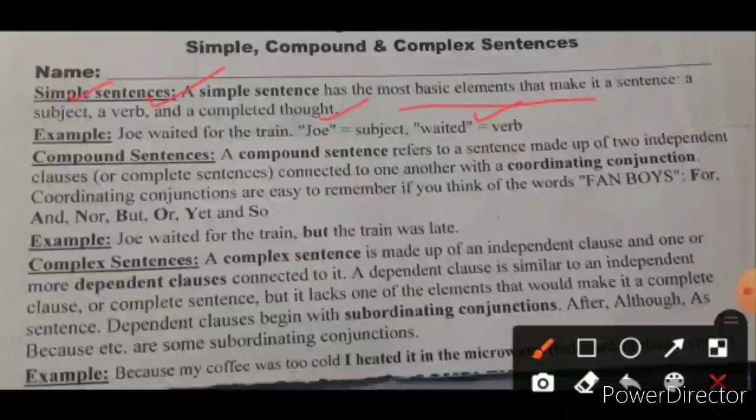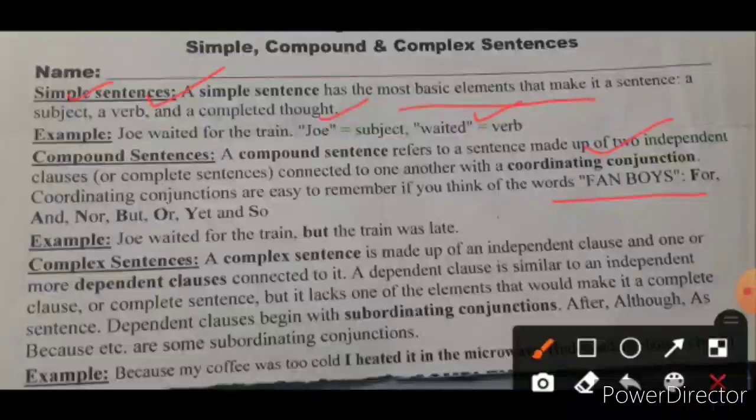Now in the compound sentence, we have two independent clauses, and these independent clauses are connected with what? They are connected with coordinating conjunctions. Now these coordinating conjunctions are very easy to remember. How can you remember these coordinating conjunctions? Just look at this word, FANBOYS, and when you learn this FANBOYS, you can easily understand whether the sentence in front of you is a compound sentence or not. How? Look at this.